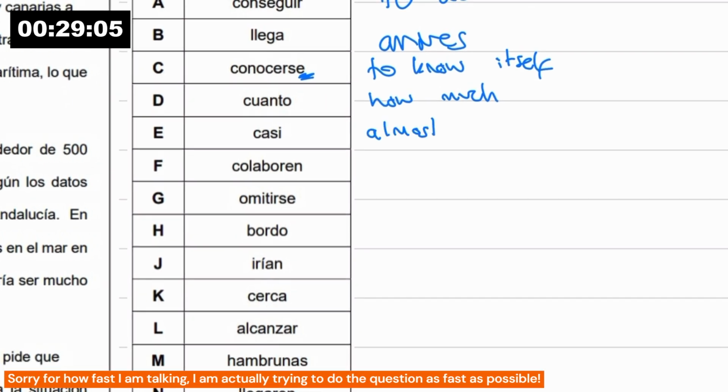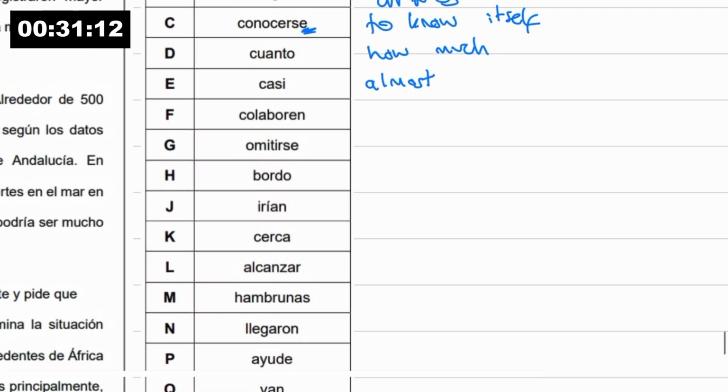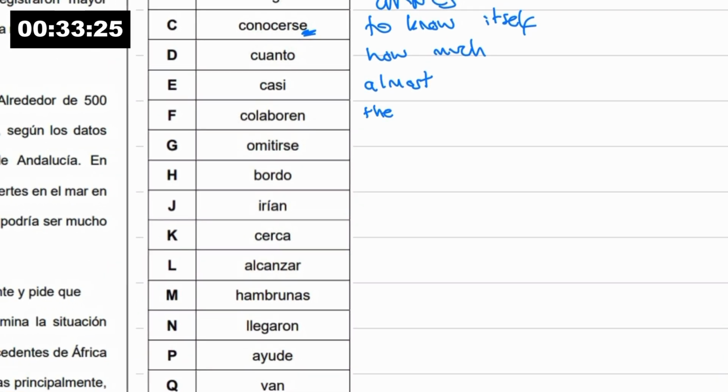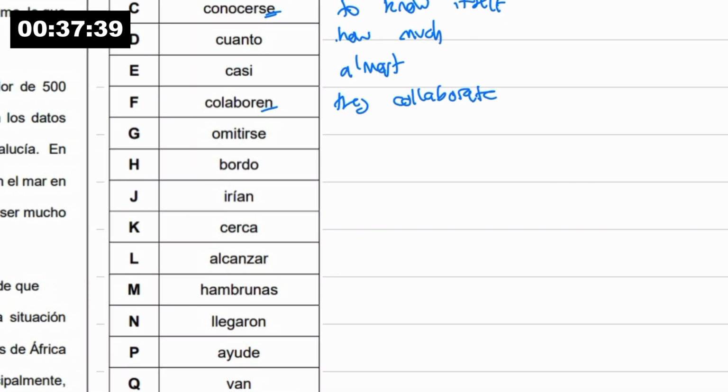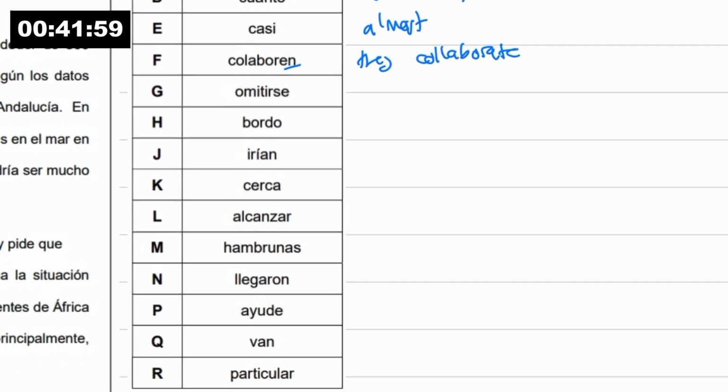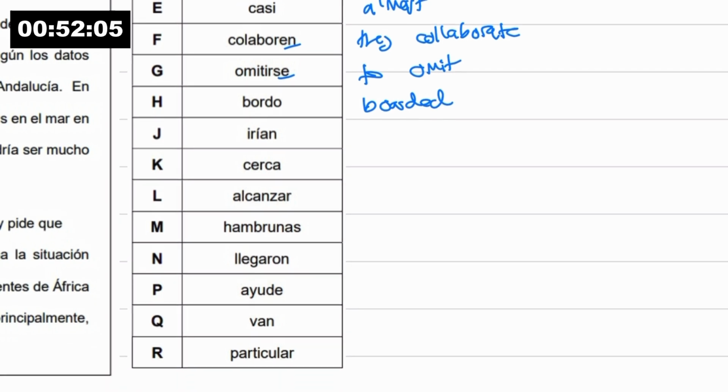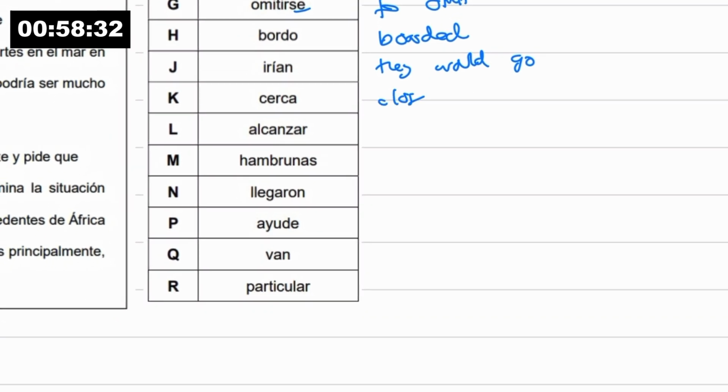There's meant to be an accent there, I think, but cuánto, something about how much. Casi is the word almost. Colaboren is going to be like they collaborate, however I spell that. It ends in en, your present tense. Colaborar is an AR verb actually, but it must be the subjunctive then. Omitirse, to omit, even though it's reflexive there. Bordo, like boarded, some sort of plane or train, boarded. Irían, they would go. This is your conditionals. Cerca is like nearby or close to.